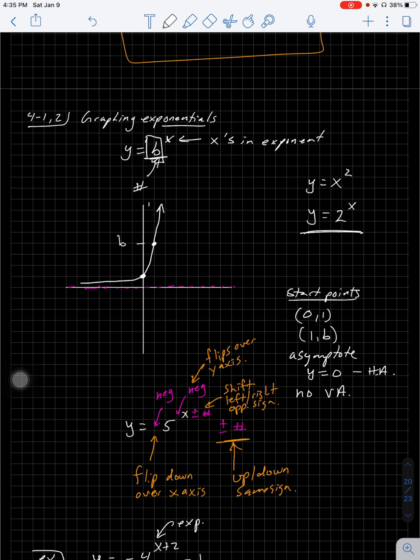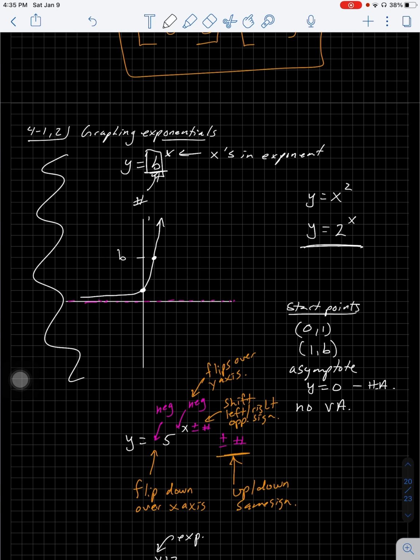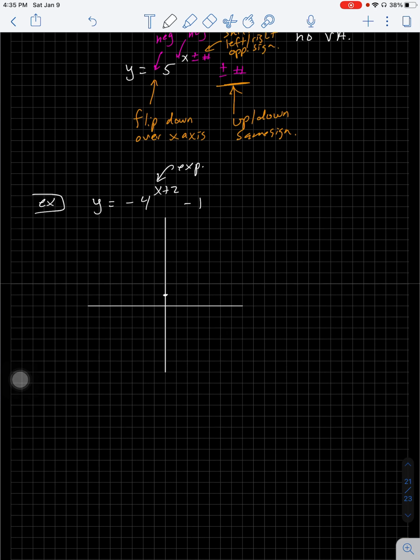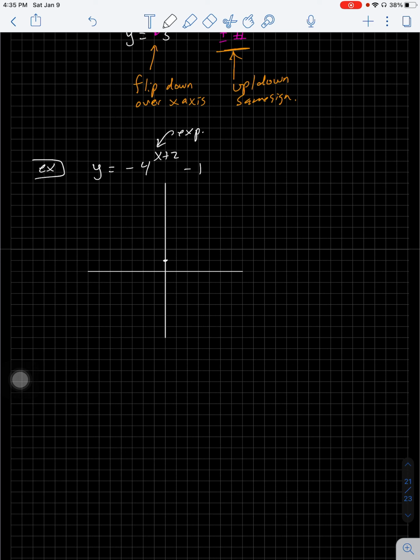What I would do is put this right here on a note card. On the front, I'd put this formula, and then on the back, I would put this shape and just practice drawing that. So here's my parent graph. I always go through 0, 1, and then I have 4 is my base. So I'm going to go through 1, 4 also. And I have an asymptote here at y equals 0. So my graph's going to look like this. That's my parent graph. Okay.